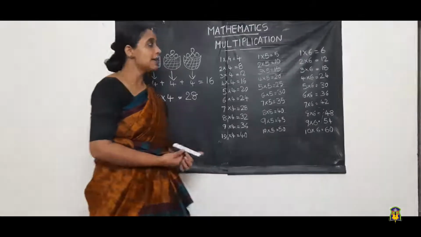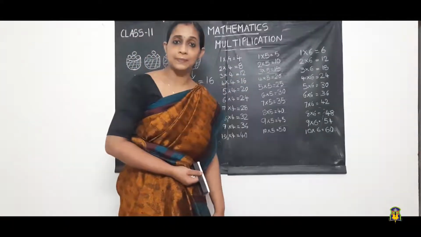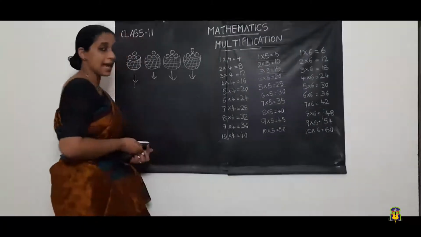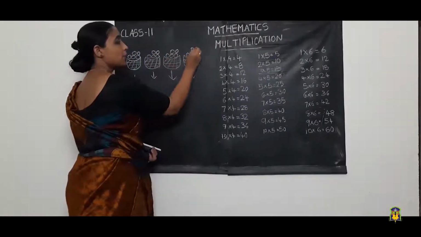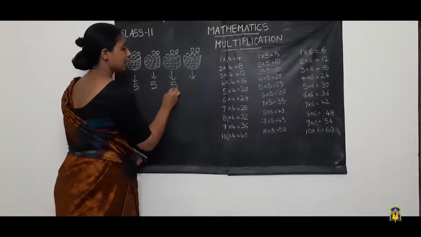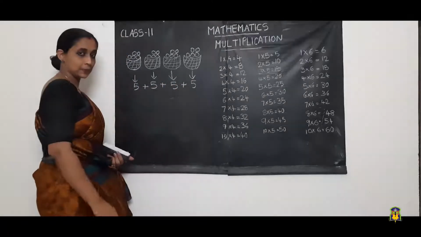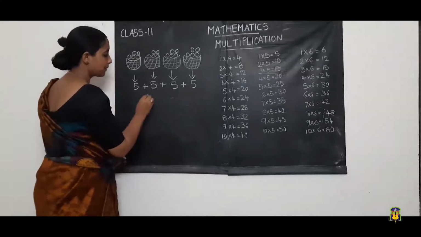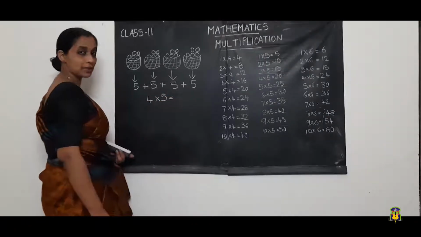Okay. Same way, let us see the table of 5. Table of 5 you have already learned in skip counting. So, let us see how it is. Same way, let us add one more orange. So, in each basket, now we have how many oranges? 5. So, we are going to add which number? 5. We are going to add 5 repeatedly. And you have to tell me how we will write. 5, how many times 5? 4 times 5.